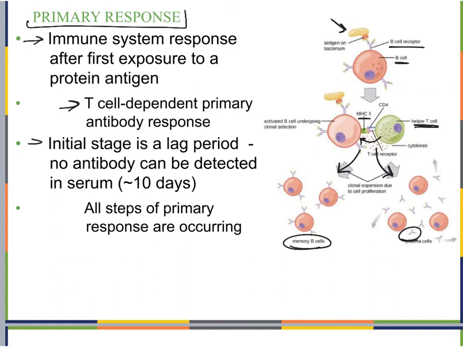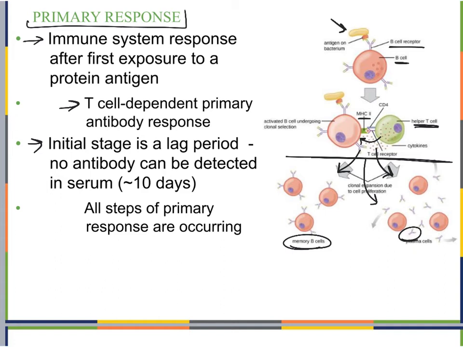So the initial stage is a lag period, right? So our immune system is going to be exposed to a protein antigen. Then the T cell dependent primary antibody response happens. So this whole thing here, we activate our B cell, it divides, and then we start to make plasma cells, but they don't immediately start making antibodies. They have to go through the process, right? So they have to get the resources and start to build those proteins before they can start to release them.